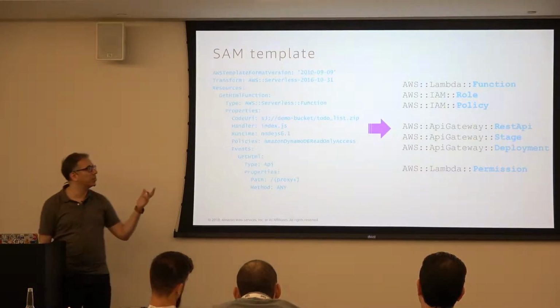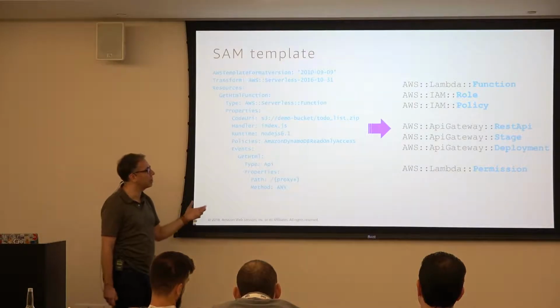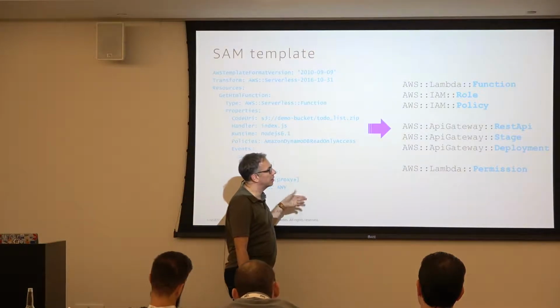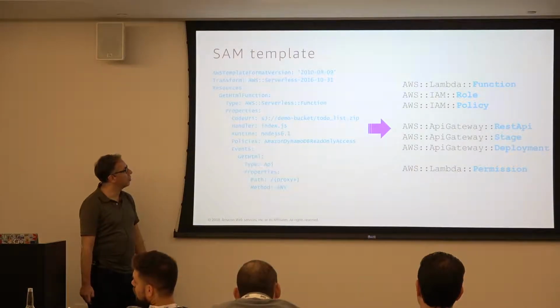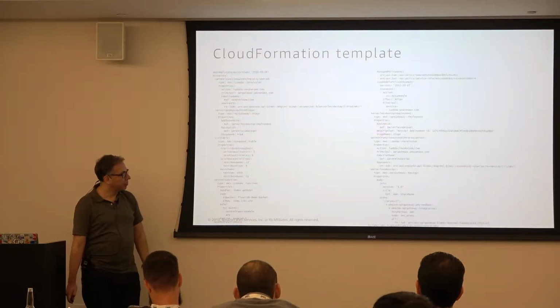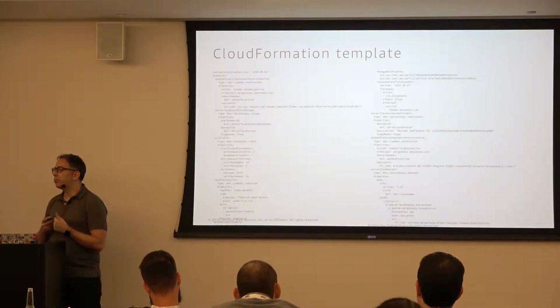To create just a Lambda function, you need a role, a policy, an API Gateway with at least a stage, a deployment into that stage, permissions for the Lambda functions, and so on. This is the equivalent CloudFormation template if you were to use the traditional CloudFormation syntax.